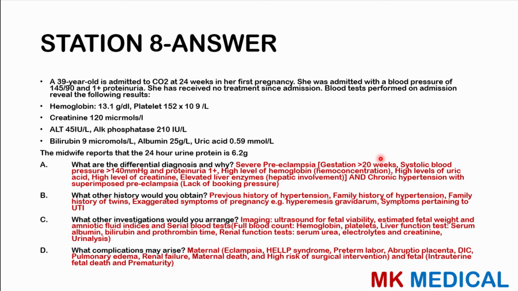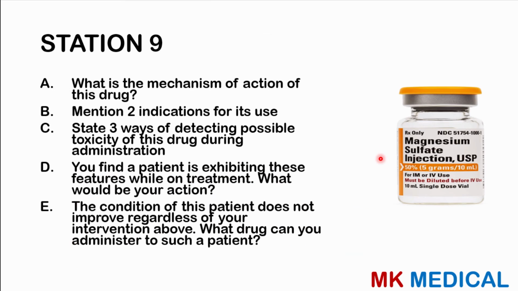Then what complications may arise? So maternal complications include eclampsia, which may progress to seizures, HELLP syndrome, which simply stands for hemolysis, elevated liver enzymes, and low platelets. Preterm labor, abruptio placenta, disseminated intravascular coagulation, pulmonary edema, renal failure, maternal death, even high risk of surgical intervention or operative deliveries. Then fetal complications include intrauterine death and prematurity.